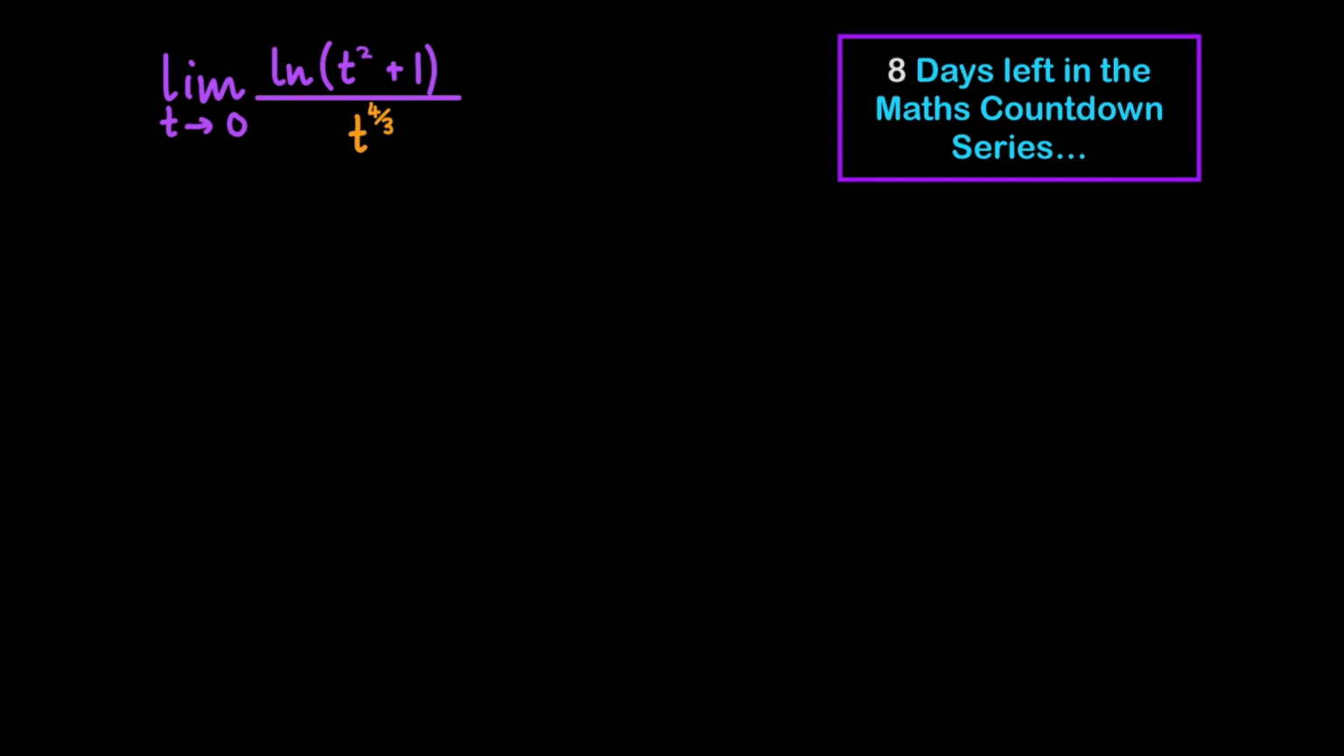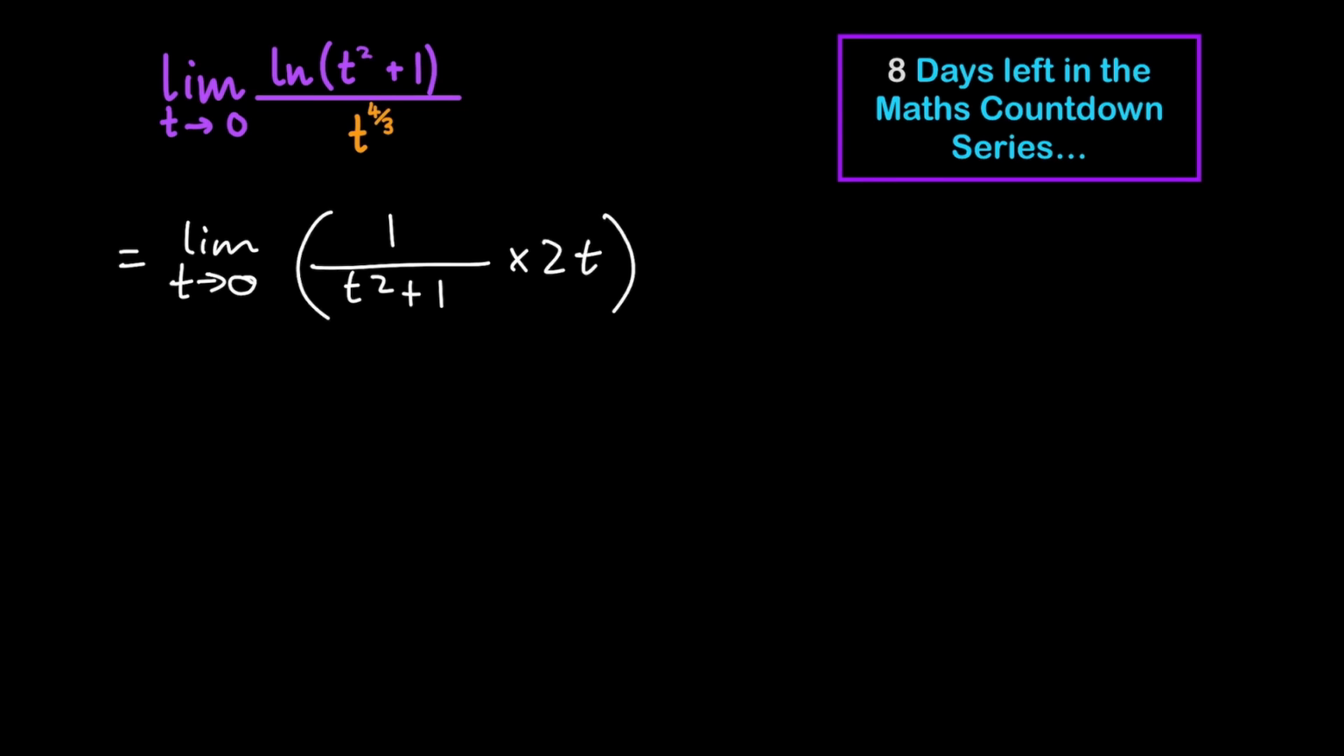Well, we'll use L'Hopital's rule. What L'Hopital's rule does is we keep this limit here, and we take the derivative of the numerator and divide it by the derivative of the denominator. So what is the derivative of the natural log of t squared plus 1? Well, it's going to be 1 over t squared plus 1 times the derivative of what's inside our natural log, which is the derivative of t squared plus 1, which is 2t. Okay, and that's our numerator.